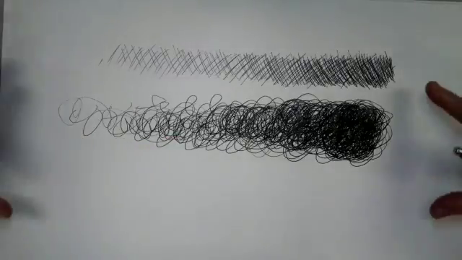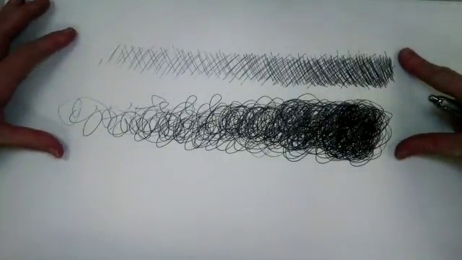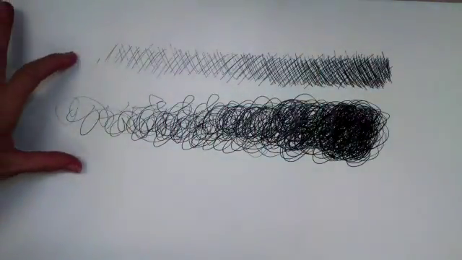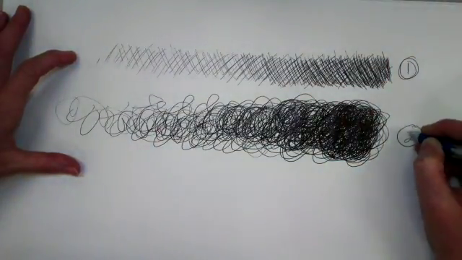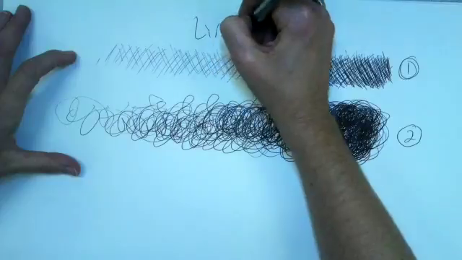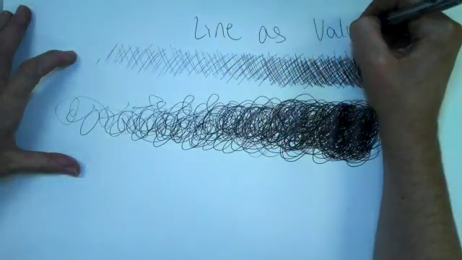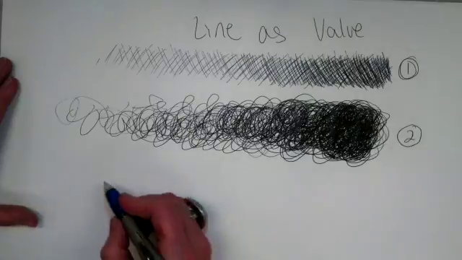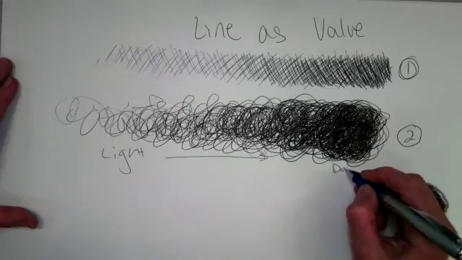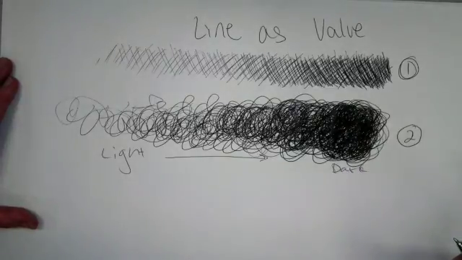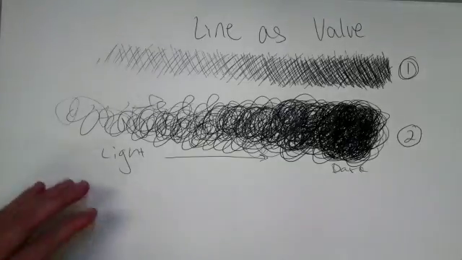Okay, so this is what I'm looking for in video number 1. You are going to practice first on your worksheet like this. So I do expect you to practice, but then I expect you to do it. I want 2 examples of line as value where you're going from light to dark. Okay, so this is the first step.